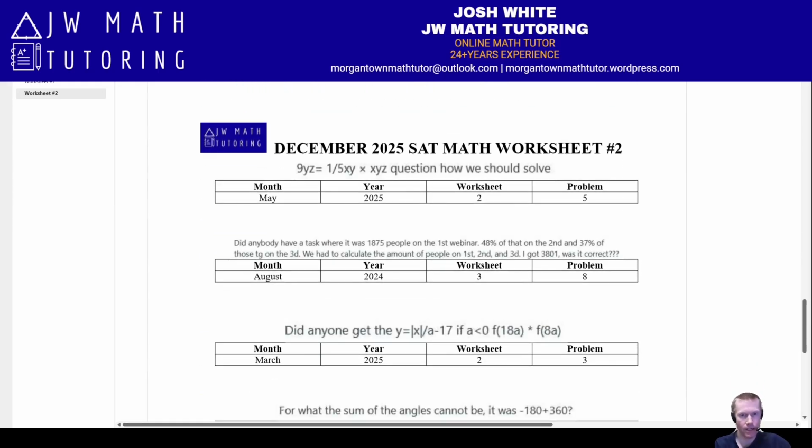Okay, then on the last page, we had a basic formula question, something similar to this one that you see on the screen here. I did solve a problem again very similar to this in May of 2025, on worksheet number 2, problem 5.